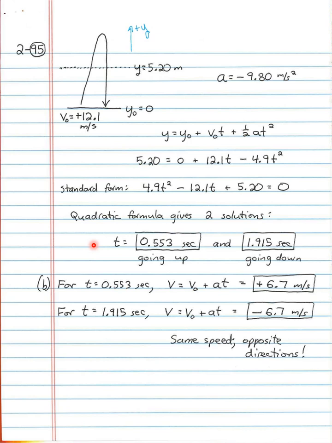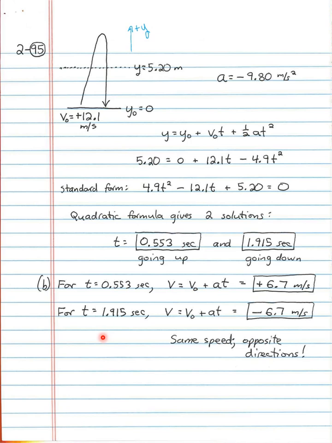Now, part B asks for the velocity. And so let's do the first time, 0.553 seconds. We're going to use the equation v equals v naught plus at. We plug those values in, and we get plus 6.7 meters per second. Plus means it's going up. For the second time, 1.915 seconds, plug that into v equals v naught plus at, and we get negative 6.7 meters per second. So there's a symmetry there.